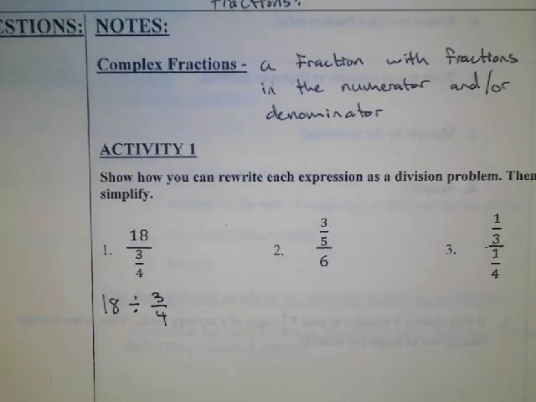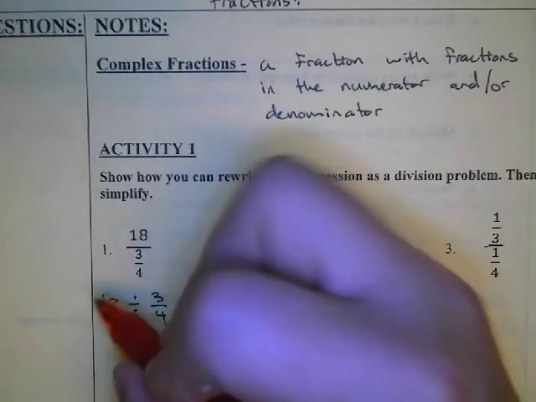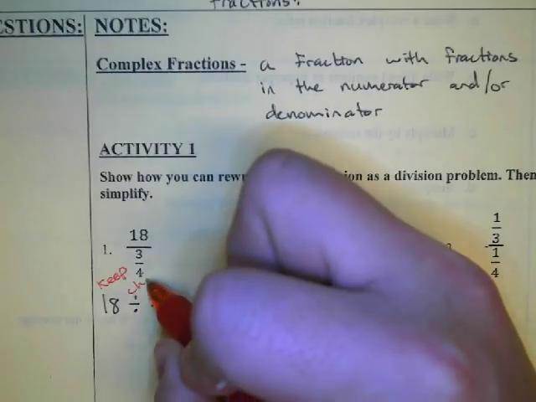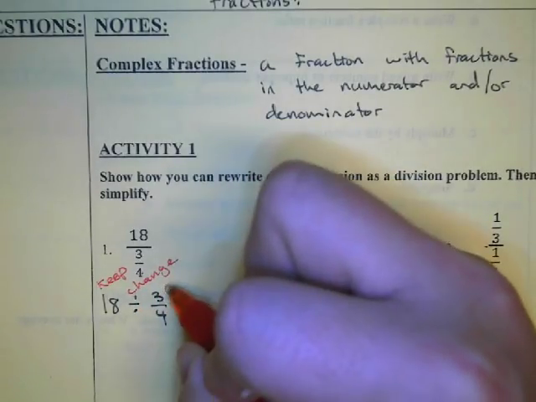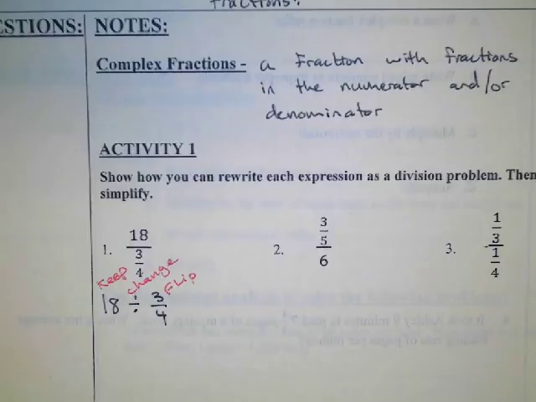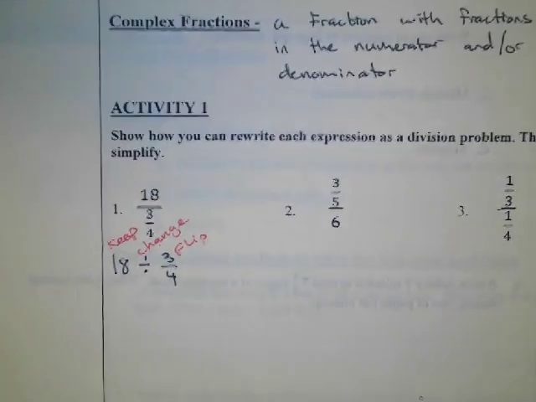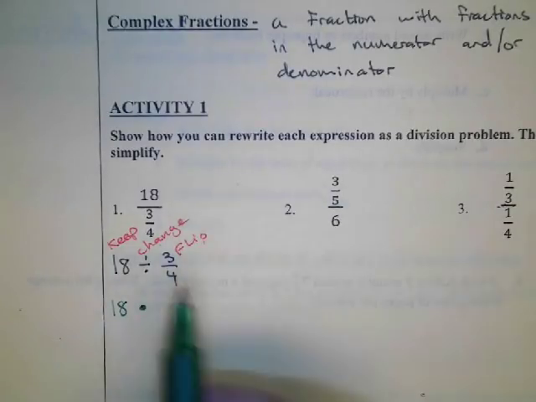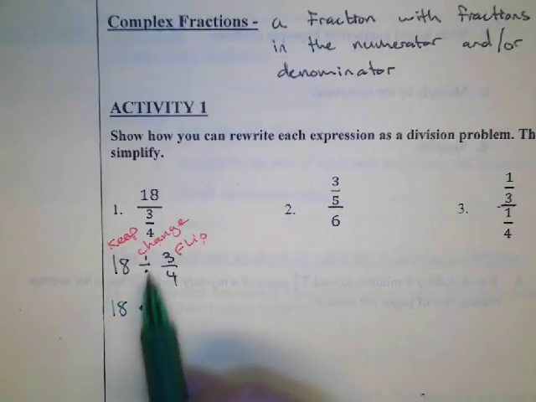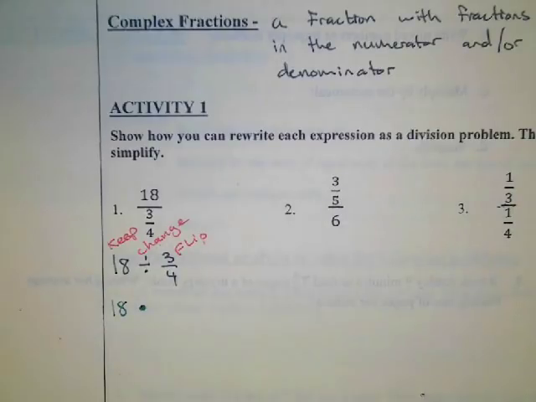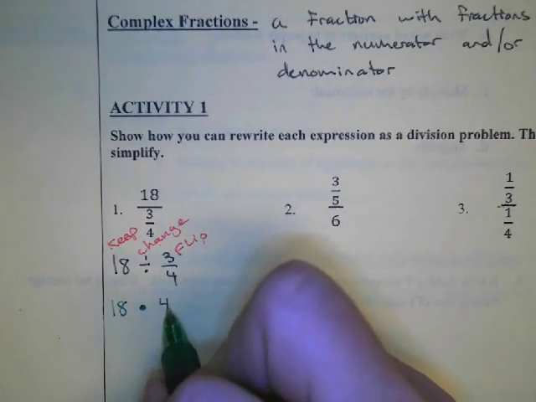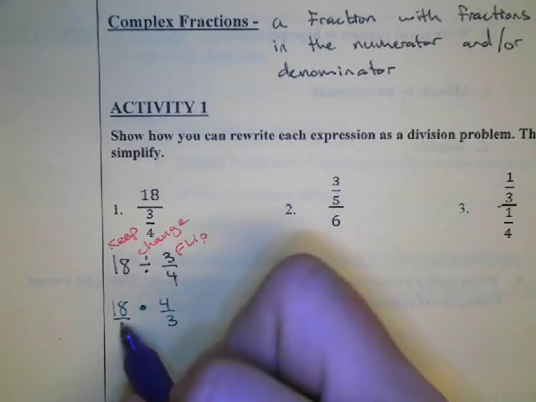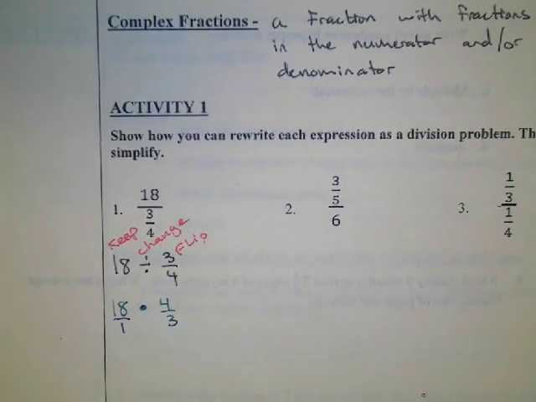So if we write it just like that, 18 divided by 3/4, what we can then do is use our keep, change, flip. Keep, change, flip. And what will happen is we'll have 18 times, changing division to multiplication. There's our change. And then we flip the second fraction, and we'll have 4/3. Now I'll write in my hidden one, and then we can simplify.